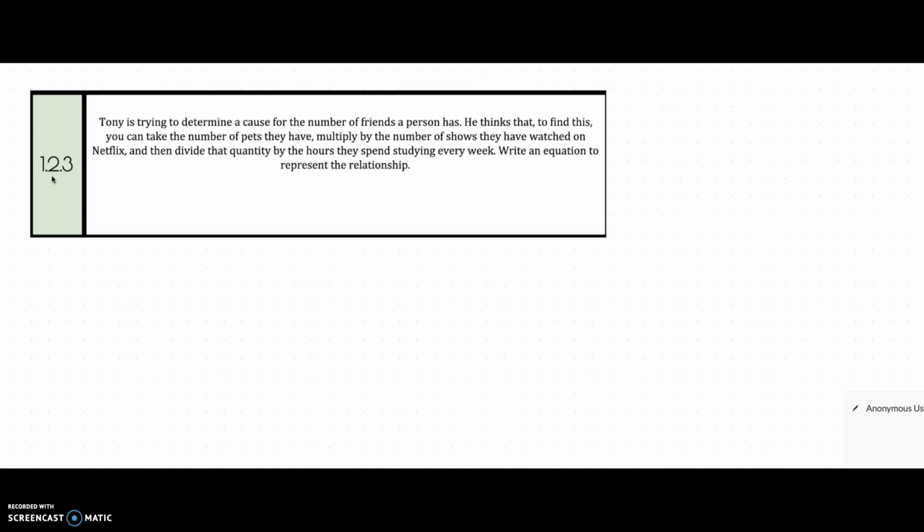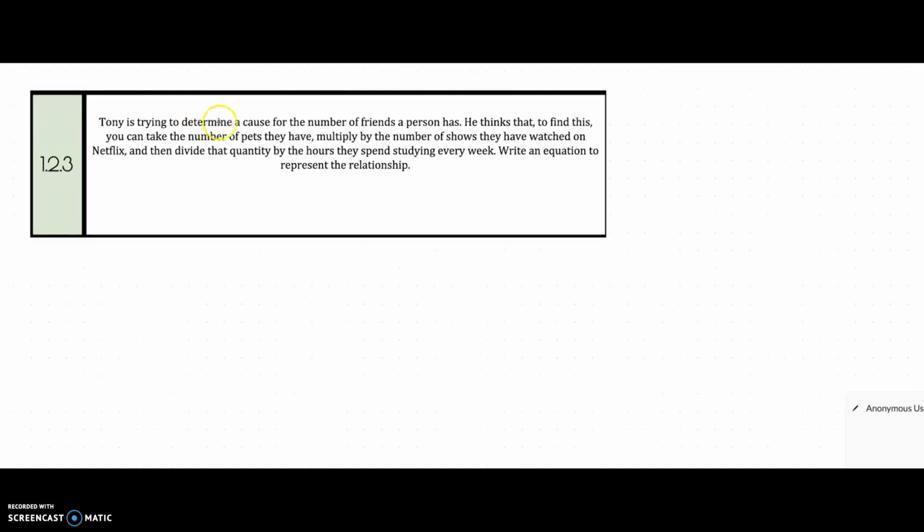It says Tony is trying to determine a cause for the number of friends a person has. He thinks that to find this, you can take the number of pets they have, multiply by the number of shows they have watched on Netflix, and then divide that quantity by the hours they spend studying every week. Write an equation to represent this relationship. So now I want to go back through and underline everything that I think is important.